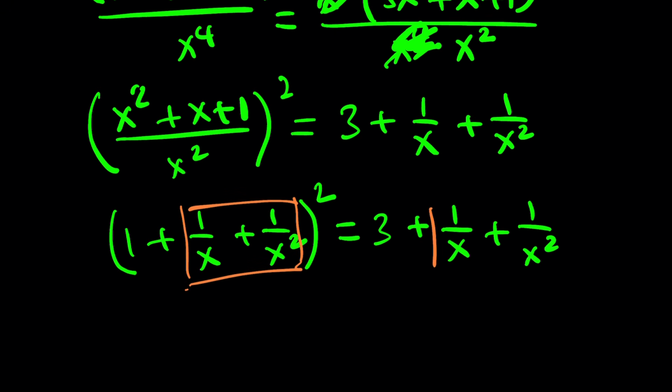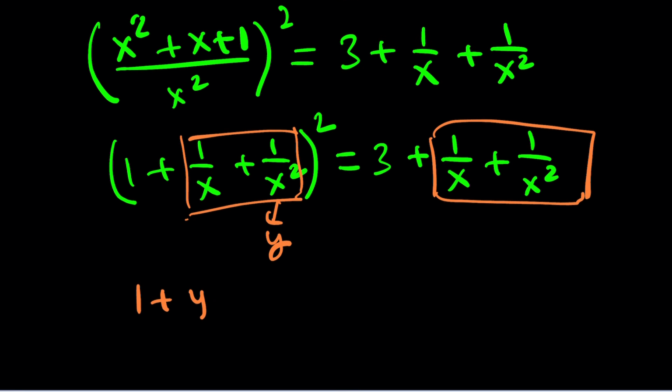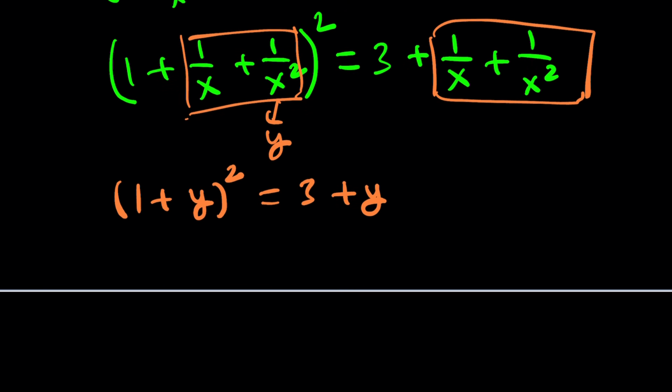So now I can use my super duper powers and use substitution. It's up to you if you want to call the whole thing something else. You can also do that, but I'll probably just call this y. And then this gives me 1 plus y to the second power is equal to 3 plus y. This is a little easier, I think, to do. Then I'm going to expand it. y squared plus 2y plus 1 equals 3 plus y.